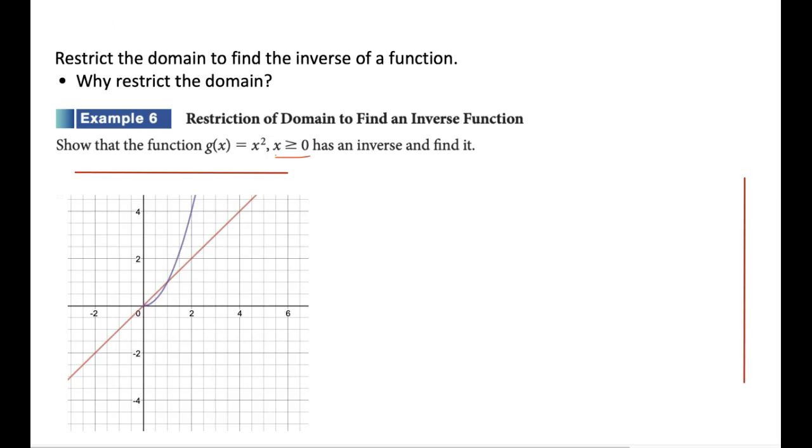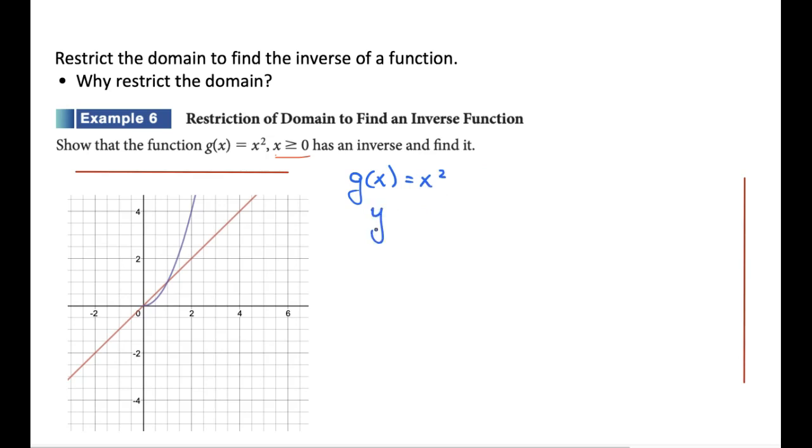So now this function is going to pass the vertical line test when we flip it over, because it passes the horizontal line test. It is one-to-one now. So first we have to show that it has an inverse. So we're going to find the inverse of this function. So we've got g of x equals x squared.